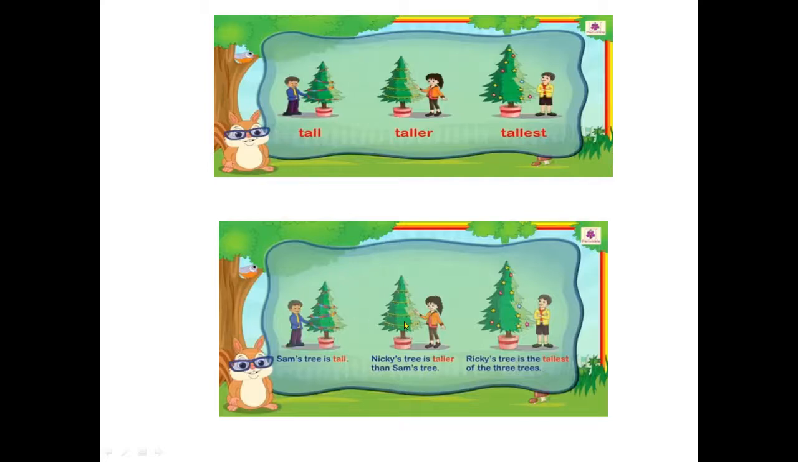Now if we compare all these three trees together, what do we have to say about Ricky's tree? We should write: Ricky's tree is the tallest of the three trees. You can see in the picture, this is the tallest one. So for this tree, we have used the describing word, or adjective, tallest. So tall, taller and tallest.